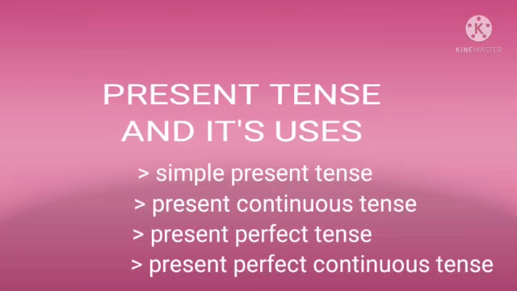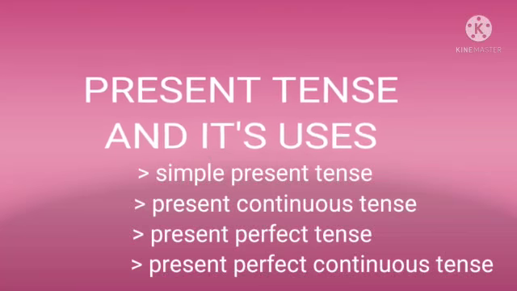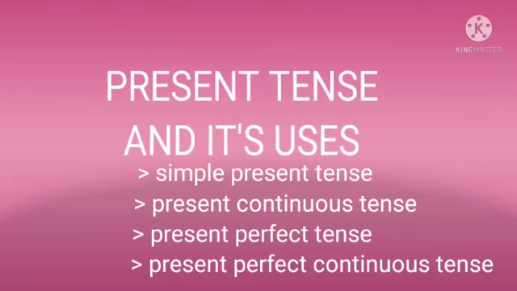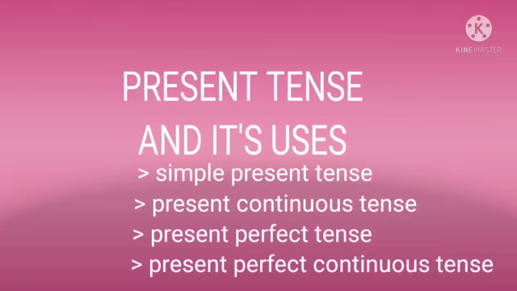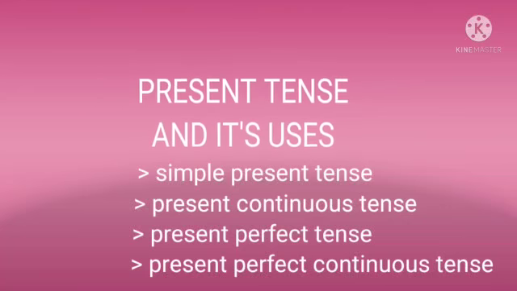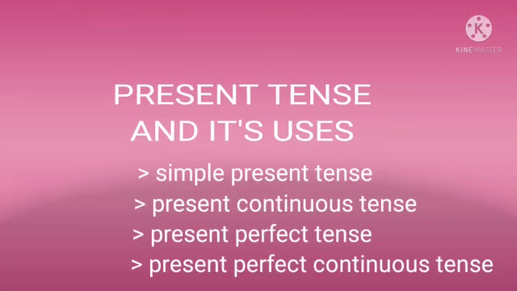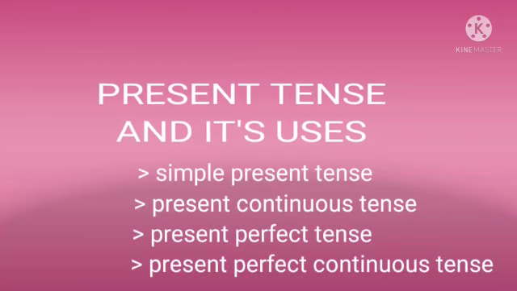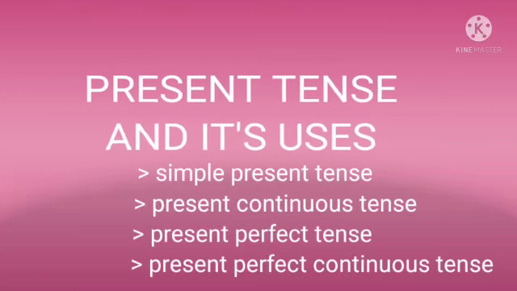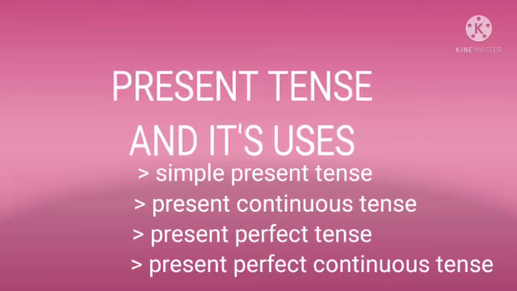What is present tense? A verb that refers to present time is said to be in the present tense. So let us take one example. I go to school. Here, go, the verb go, refers to present time. The verb went refers to the past time, and the verb will go refers to future time. Thus, there are three main tenses. They are the present tense, the past tense, the future tense.